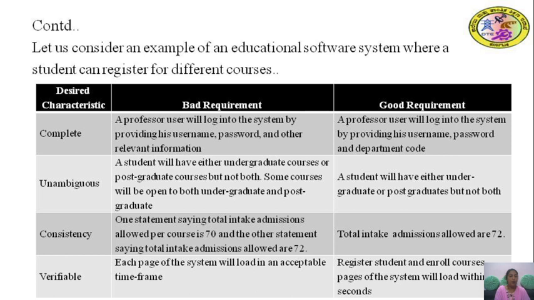So, to rectify this bad requirement and make it a good complete requirement, it can be specified as: a professor user will log into the system by providing his username, password and department code. Now the requirement is complete and is meaningful.